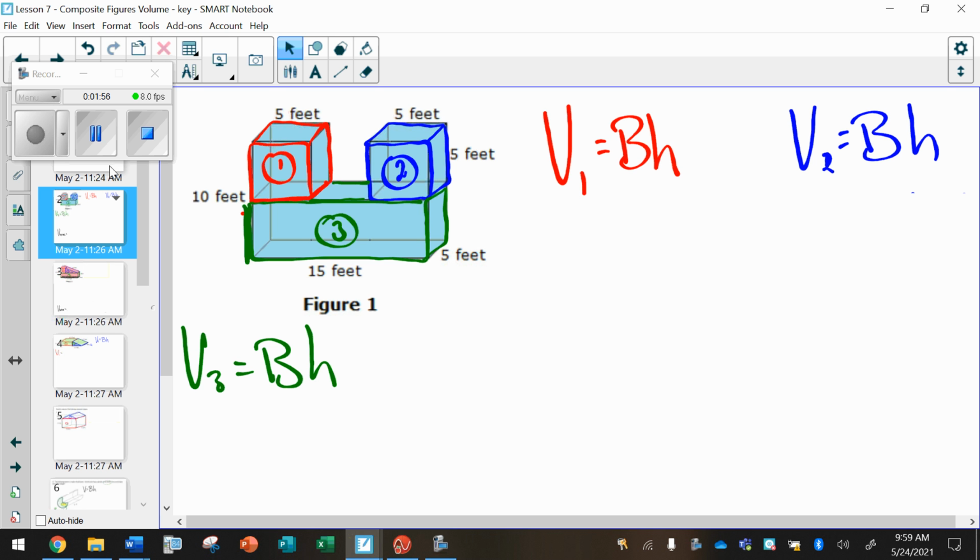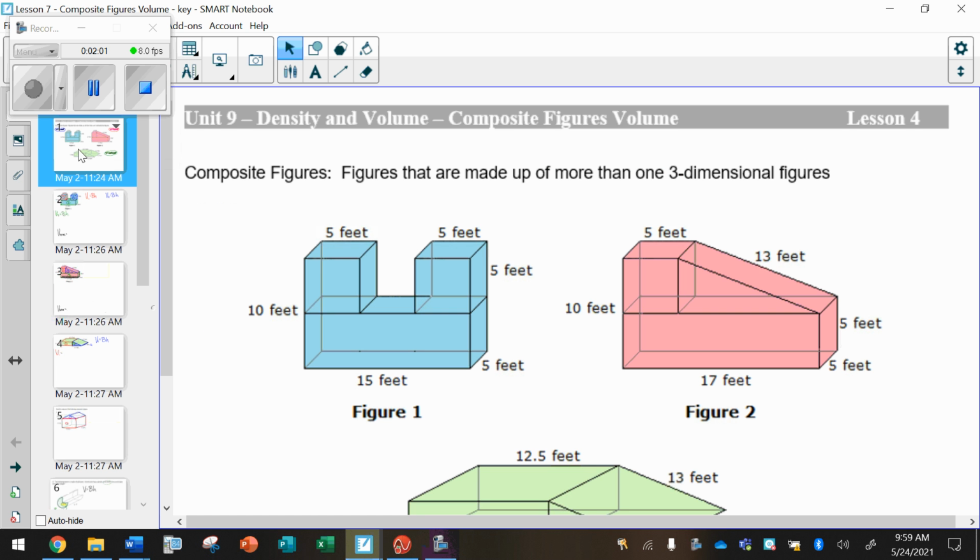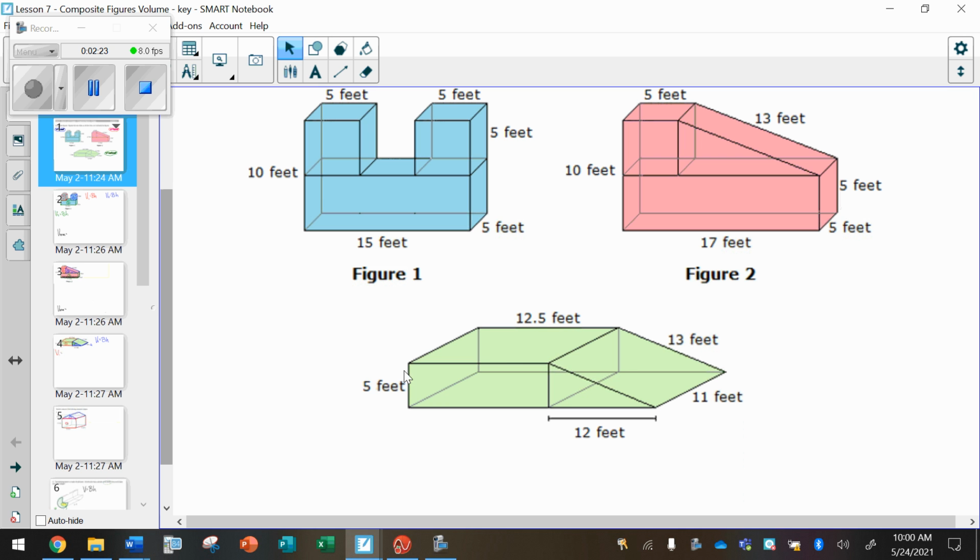For the second figure, there we go. Again, we have a cube, a rectangular prism at the bottom, and then we'll have a triangular prism. So the volume of each one of these shapes is the area of the base shape times the height. For the triangular portion, you would do the area of the triangle and then multiply it by how thick it is, which is technically the height. The distance between the two bases is considered the height. And for our third figure, you'll probably do the rectangular solid and then the triangular prism.